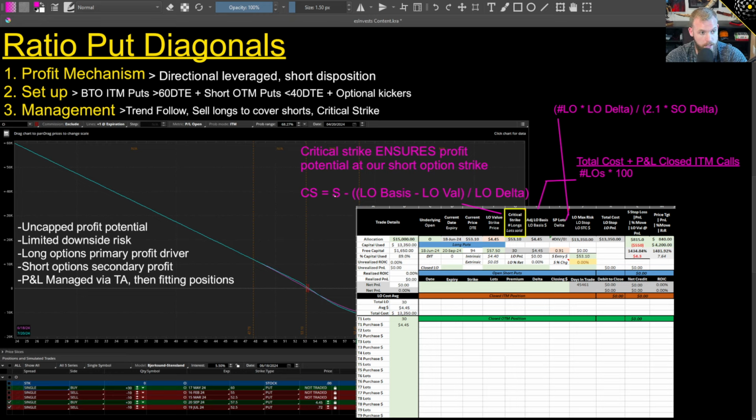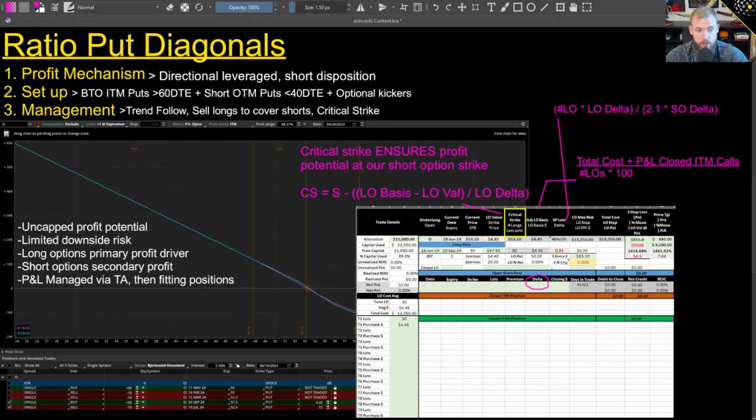You take the stock price less the long option basis minus the long option value, divide that by the long option delta. That essentially tells you where your critical strike is, where you can start offering short options. Now, to skip to this for a second, this tells us how many you can sell at the current delta. So essentially, if I input a delta here, this will populate a number for me.